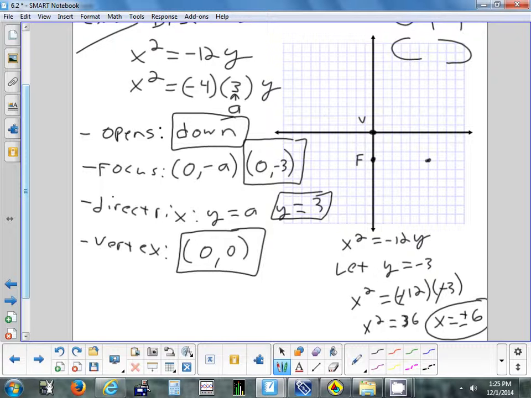And when y is negative 3, we're also at negative 6. So negative 3, negative 6. And there's your parabola. And remember that focus, that's the point where if this was like a mirror or a microphone, all those sound waves or light waves are reflected right to that point, the focus. Hey, any question on that one?